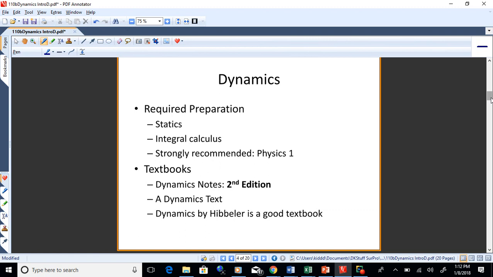All right. Now the textbook is really a set of notes. It's called the Dynamics Notes. Be sure you have the second edition, which is the one you have if you went to the bookstore to get them. You should also have a dynamics text of some type. It really doesn't matter which one. The homework is covered in the notes, so you could use any dynamics book you could find. I like the Hibbeler one because, of all of them, it reads the best to me, okay? But any one would be fine.